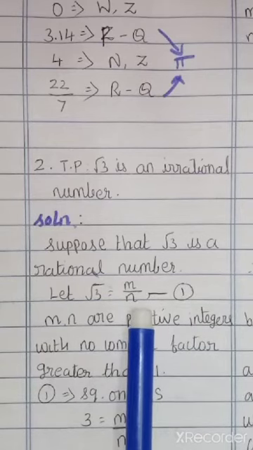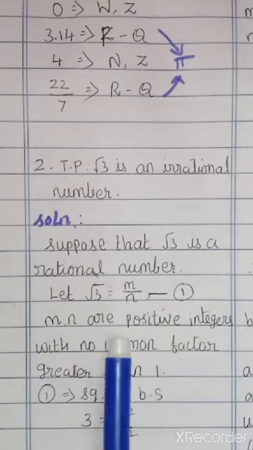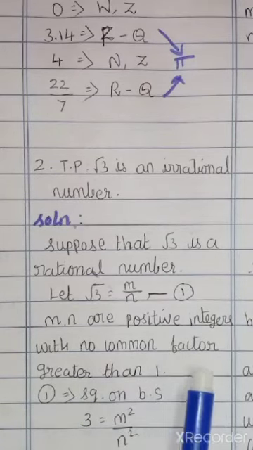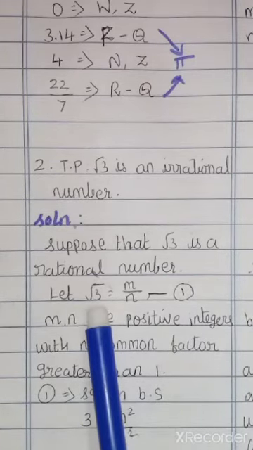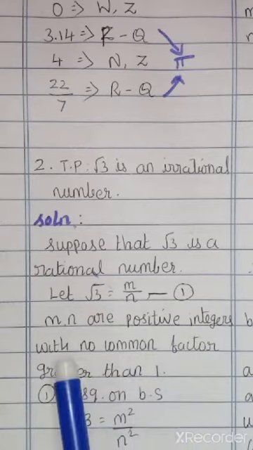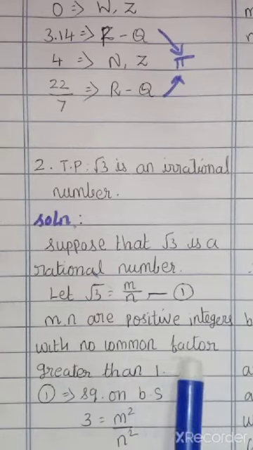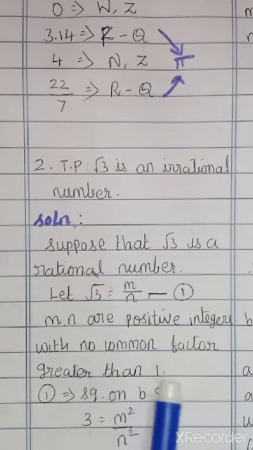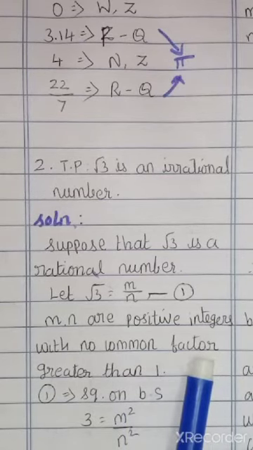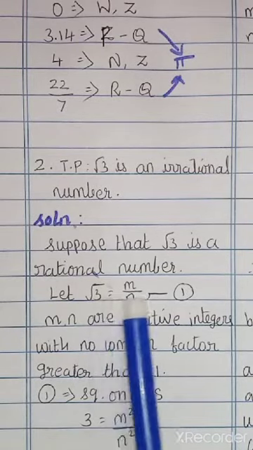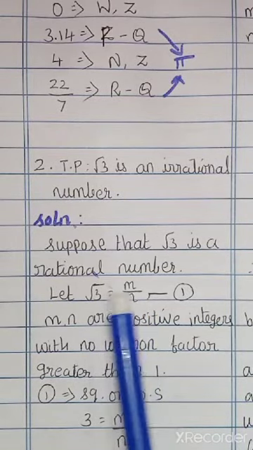Is that clear? Yes, definitely we know m and n are positive integers with no common factor, because root 3 will not be divided by anything. So m and n will be any two positive integers with no common factor. Is that clear? Greater than 1. So except 1 there will be no common factor. Is that right? Okay.